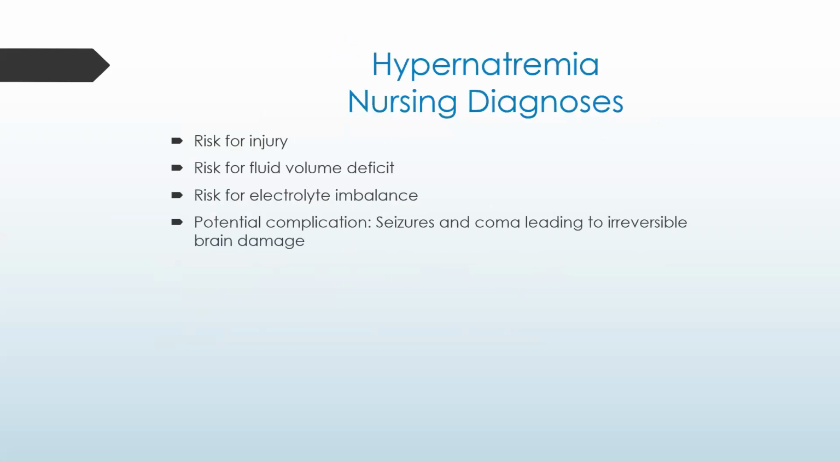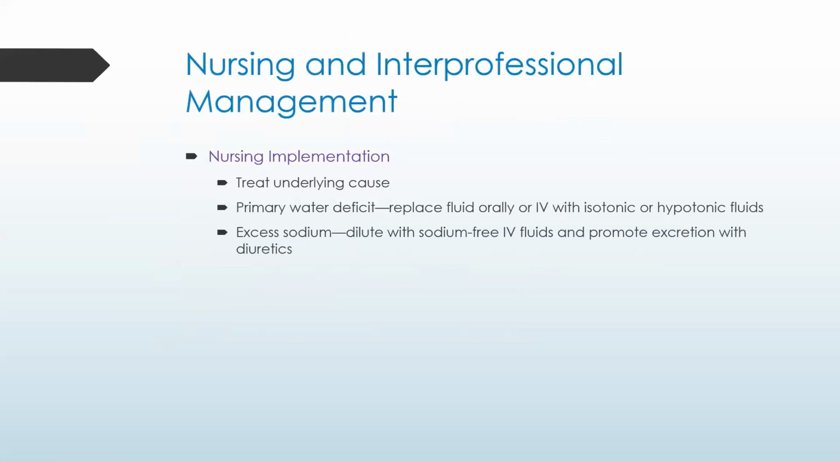Nursing diagnoses for patients with hypernatremia are associated with the patient's decreased neurologic status. These include risk for injury due to the seizures and coma, risk for fluid volume deficit resulting from water loss, and risk for electrolyte imbalance resulting from sodium or electrolyte imbalances. Managing hypernatremia depends on the underlying cause and the patient's volume status.